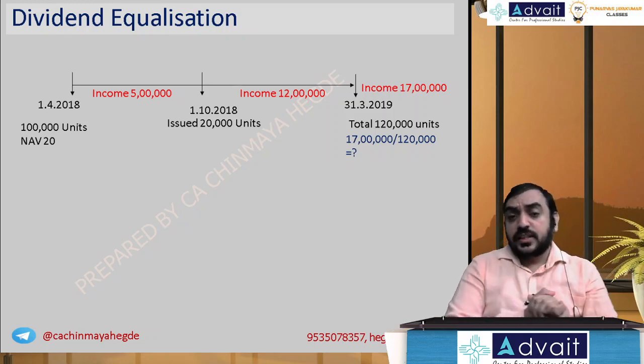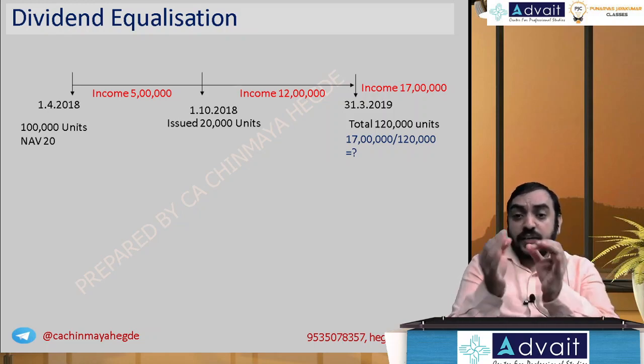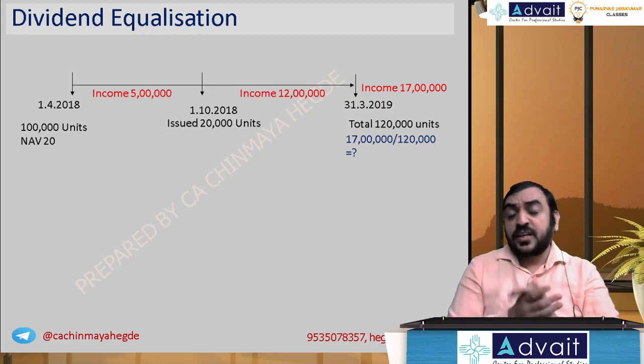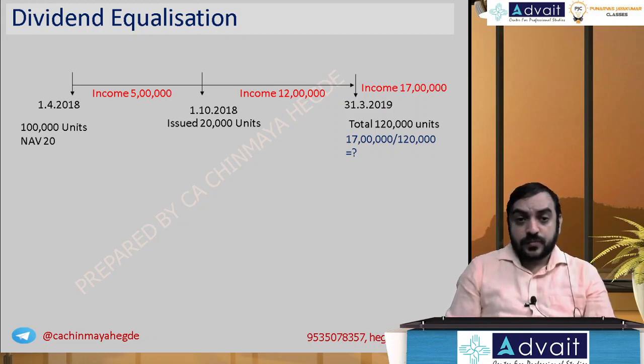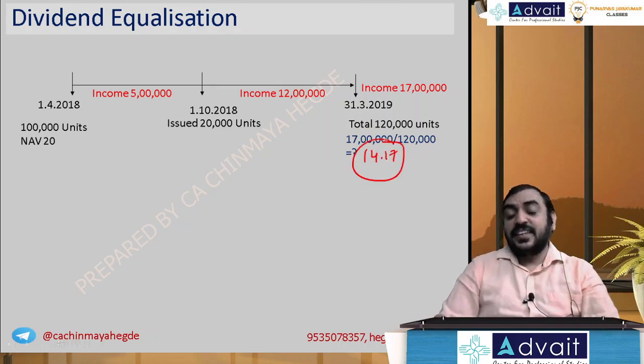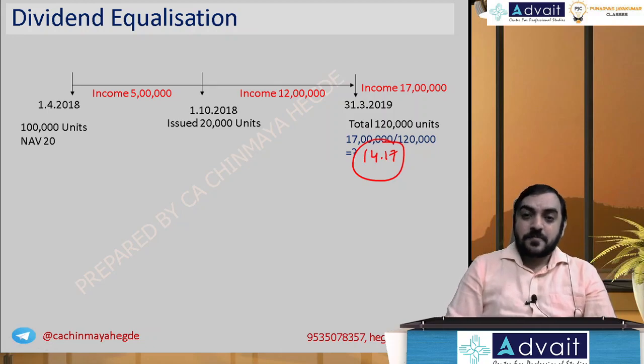So total 17 lakh. Now, 17 lakh is the total income for the year. Let's say I want to distribute 17 lakh divided by 1,20,000. Can I say 17 lakh by 1,20,000, that is 14.17 rupees? Can I say like this? Is it justified? Is it reasonable? It is not reasonable. Why?